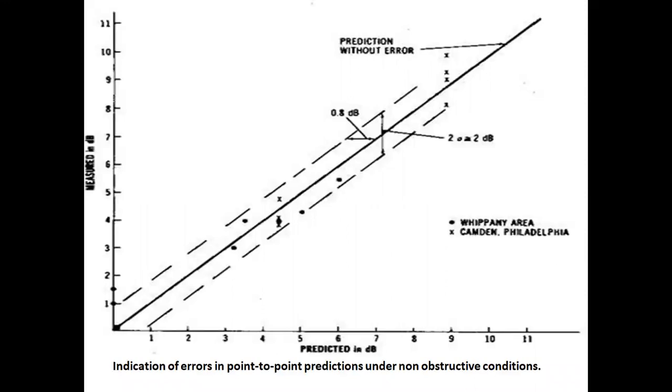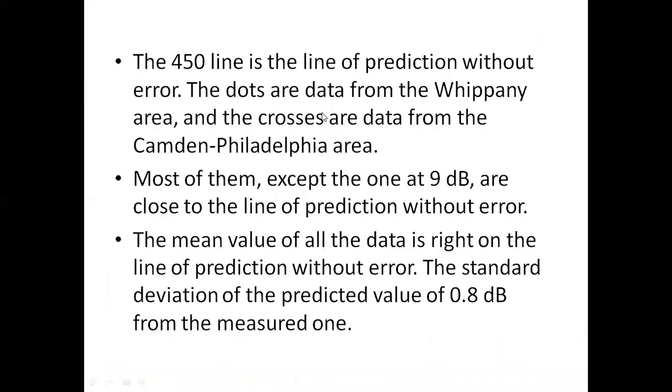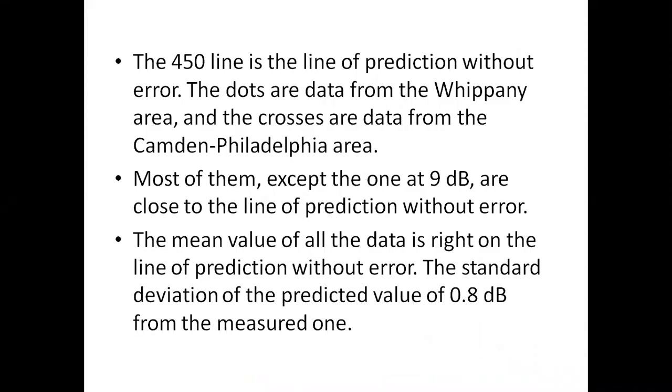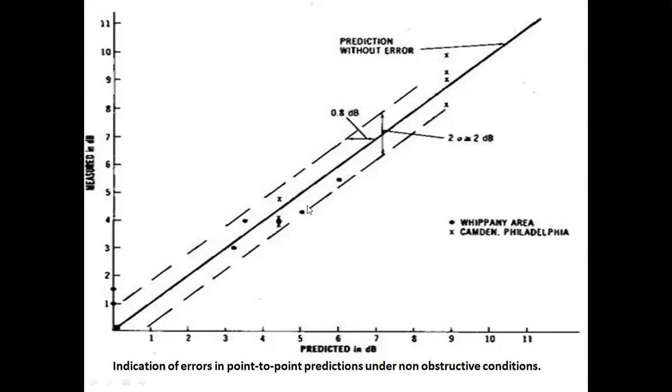One is the Whippany area, the second is the Philadelphia area. The dot mark represents the Whippany area and the cross mark represents the Camden or Philadelphia area. On the x-axis we are taking the predicted values, on the y-axis the measured values. Here we are taking a 45-degree line. This 45-degree line is the line of prediction without error.